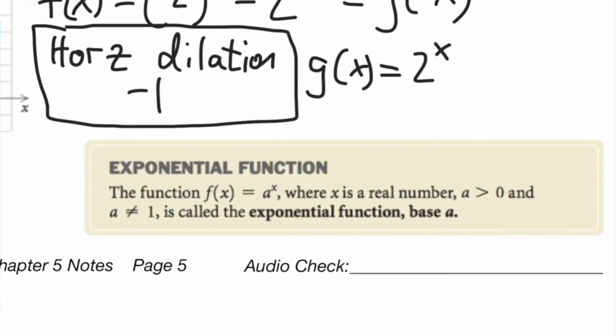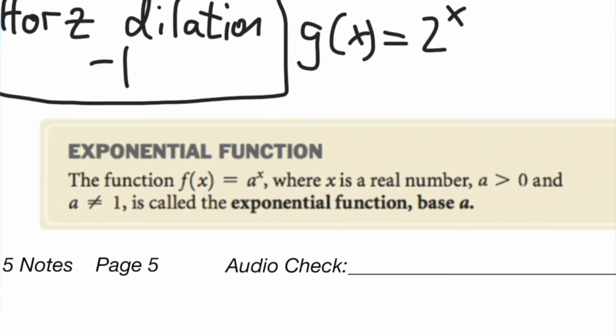So, an exponential function is the function a to the x, where x is a real number, a is greater than 0. We're not looking at any negative bases, only positives. And then a is not equal to 1. That's an exponential function of base a.